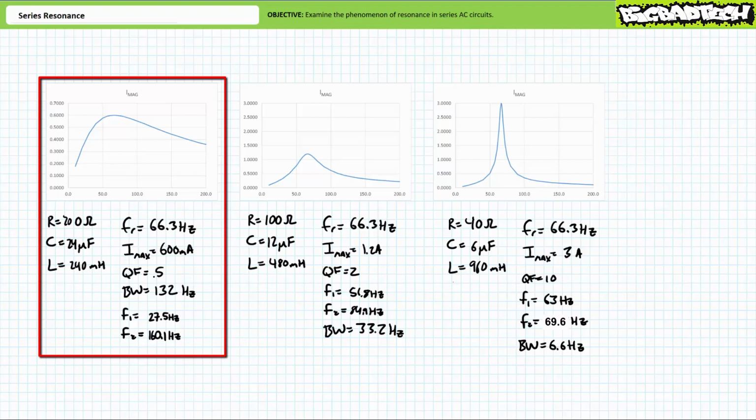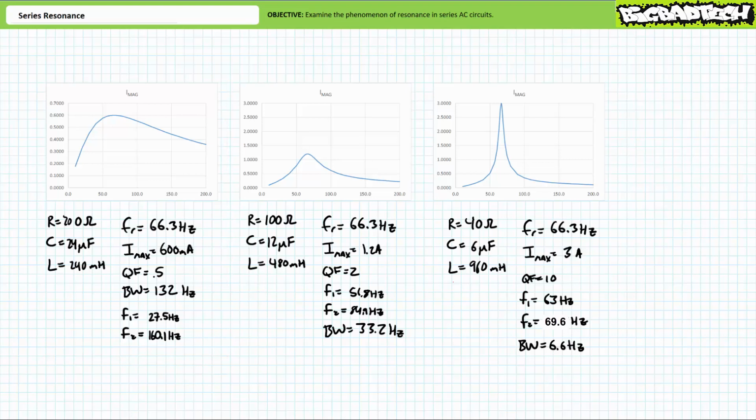Anything inside this wide, extremely non-selective range will experience half power or greater, and even that won't be as much compared to the other two circuits given such a small peak current. Finally, at resonance, we would expect voltage across the reactive elements to be half the source voltage, in this case 60 volts. Note for this lackluster circuit, the voltage across the reactive components isn't nearly as high as the other two given its low quality factor value.